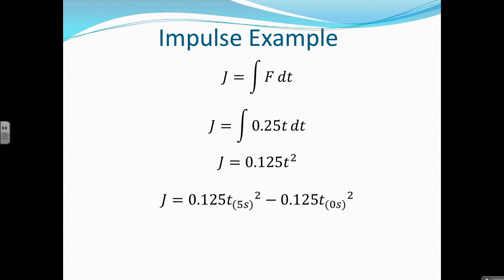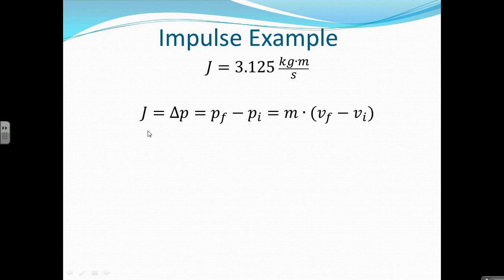This is going to give the total amount of impulse, or the change in impulse, that was given over that time period. And of course the 0.125 t squared at 0 is going to be 0. So we just get really 0.125 multiplied by 5 squared, or 0.125 times 25. That gives us a total impulse applied of 3.125 kilogram meters per second. That is how much change we've gotten in terms of our momentum. Taking that one step further, I can say that the impulse is equal to change in momentum, which is the final momentum minus the initial momentum, also equal to the mass times the change in velocity.